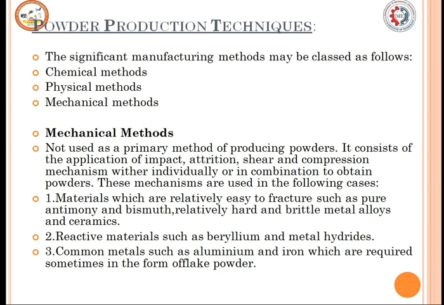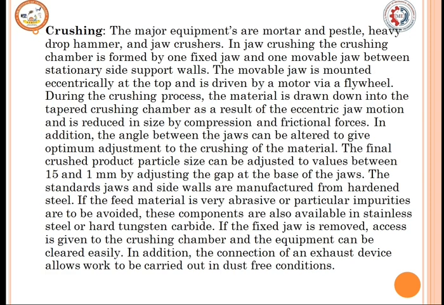Significant manufacturing methods are chemical methods, physical methods, and mechanical methods. Mechanical methods are not used as a primary method for producing powder, except for materials that are relatively easy to fracture, such as pure antimony and bismuth, reactive materials such as beryllium and metal hydrides, and common metals such as aluminium and iron, which are required sometimes in the form of flake powder.